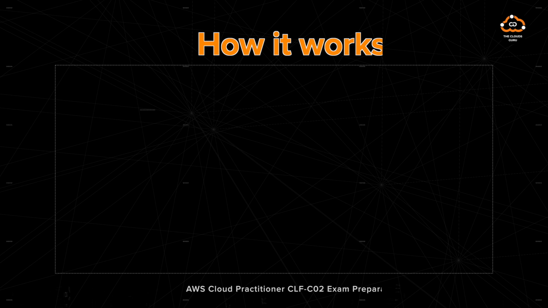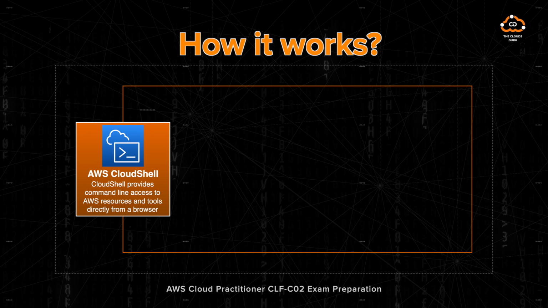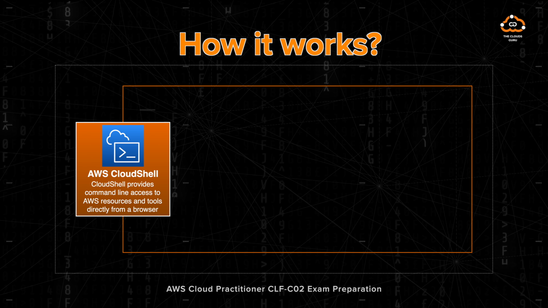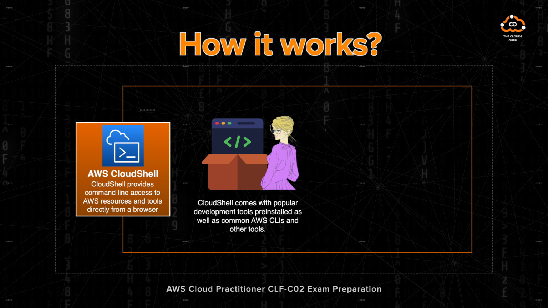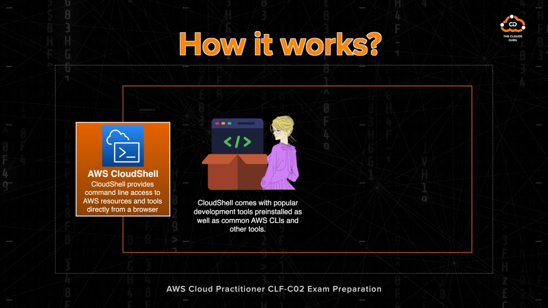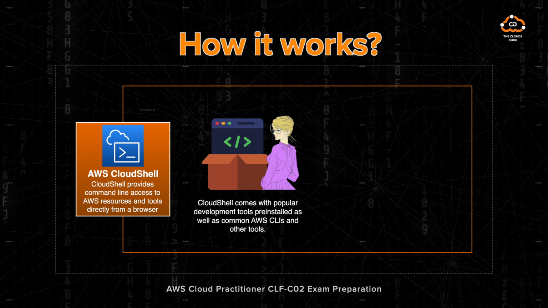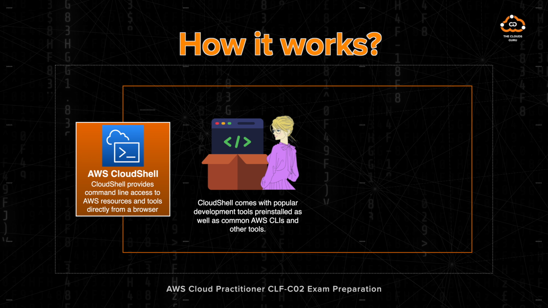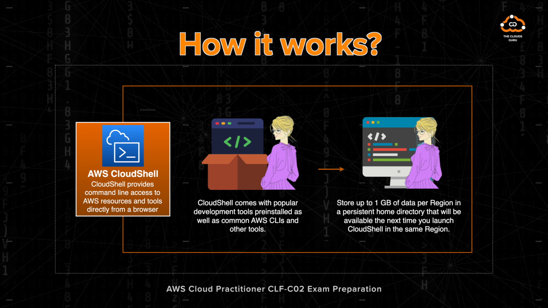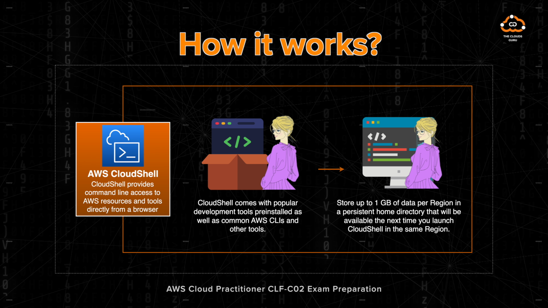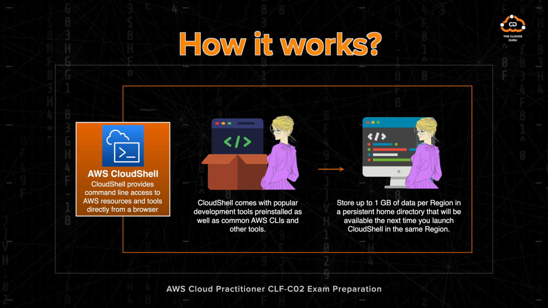How does AWS CloudShell work? Using AWS CloudShell, a browser-based shell, you can quickly run scripts with the AWS Command Line Interface or CLI, experiment with service APIs using the AWS CLI, and use other tools to increase your productivity. The CloudShell icon appears in AWS regions where you can store up to 1 GB of data per region in a persistent home directory that will be available the next time you launch CloudShell in the same region.